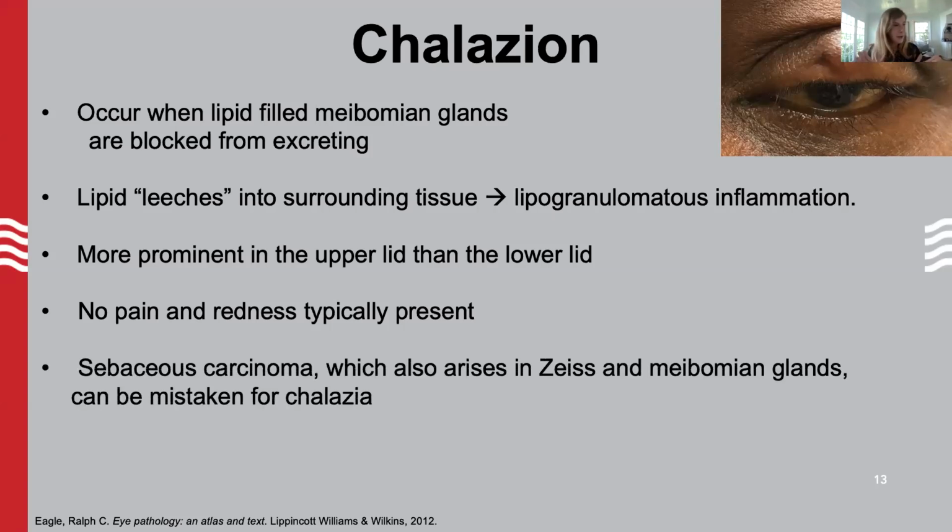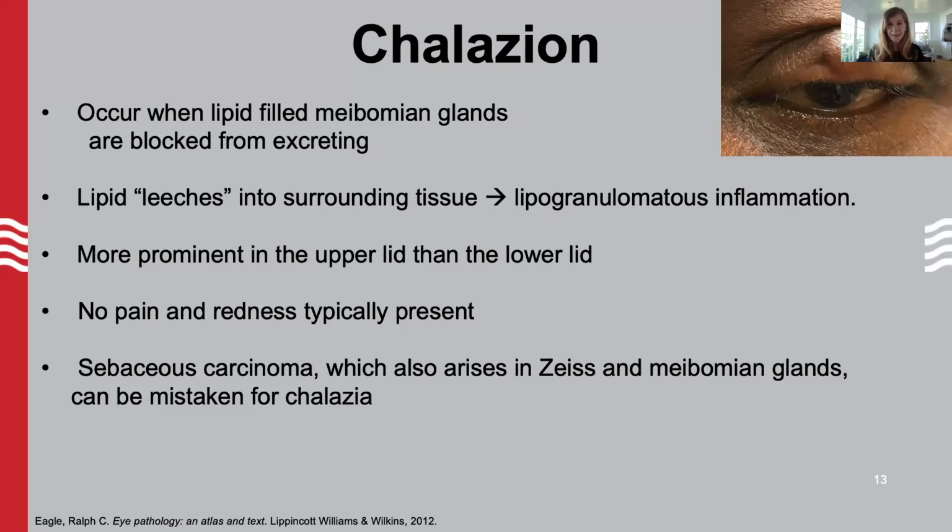Now let's talk about recurrent lesions, because recurrent lesions can be due to sebaceous carcinoma. So this is our bad guy. Sebaceous carcinoma can also arise in the glands of Zeiss and meibomian glands. And it can be mistaken for chalazia, but in fact, it can also cause chalazia. So sebaceous carcinoma, we think of it presenting in one of 3 different ways. The first way would be a tumor nodule, like we might see with a basal cell carcinoma or something.